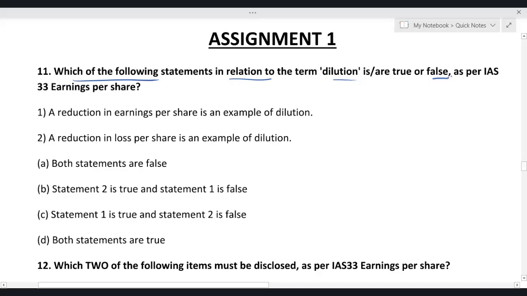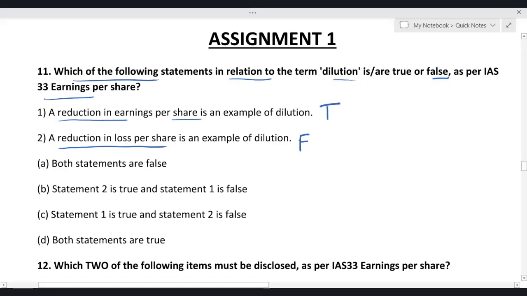Are the statements true or false? As per IAS 33, a reduction in earning per share is an example of dilution. That is true. Obviously, if earning per share is reduced, that is an example of dilution. A reduction in loss per share, an example of dilution, false. Now listen carefully. Reduction in earnings is dilution, but if there is a reduction in the loss, it is anti-dilution.